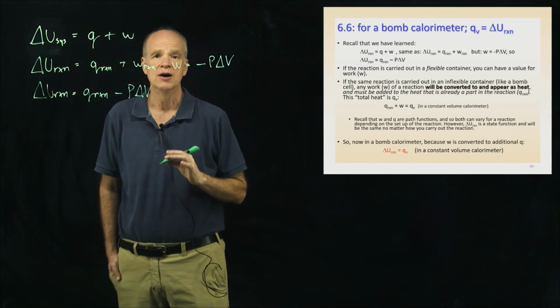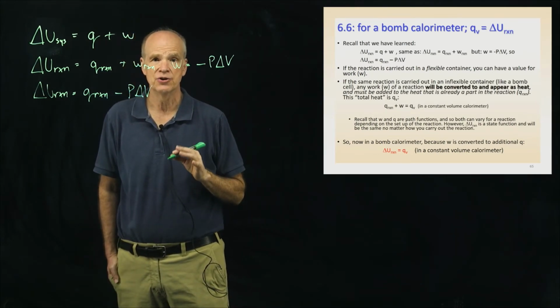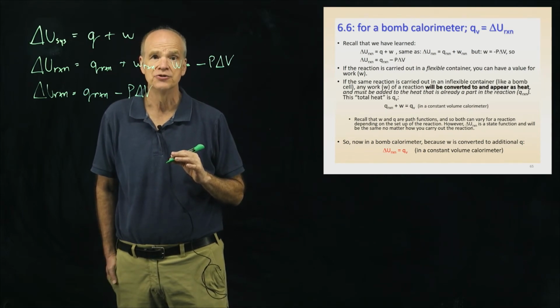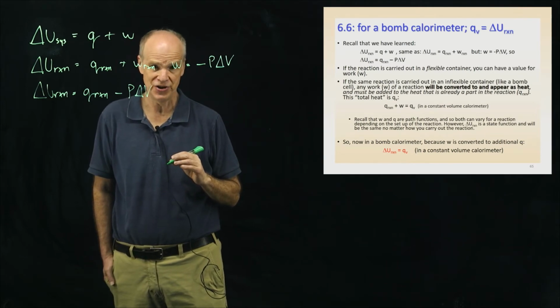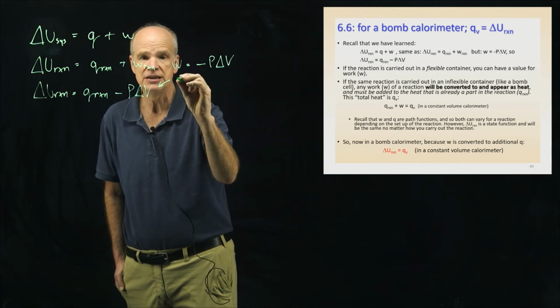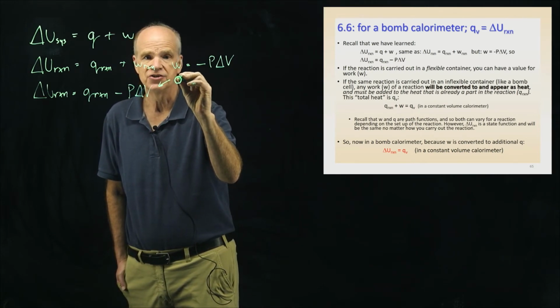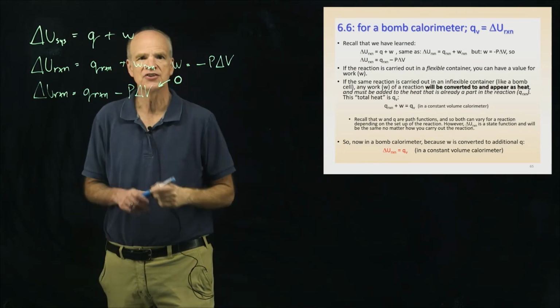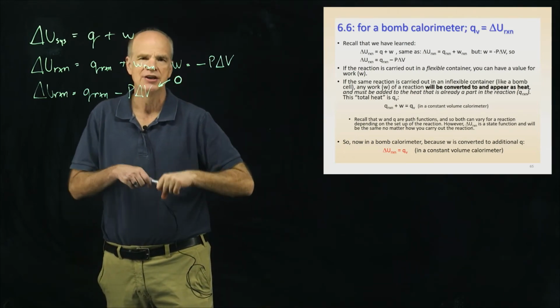And so this chemical reaction is occurring in a bomb calorimeter. And so the walls of the bomb calorimeter are very strong. And so during the reaction, the change of volume is going to be 0. So you can see here that this term here, P delta V, is going to be 0. Okay, so how does that affect things? Well, what happens is this.